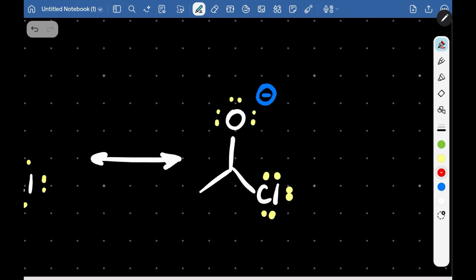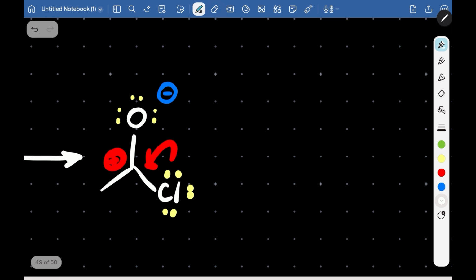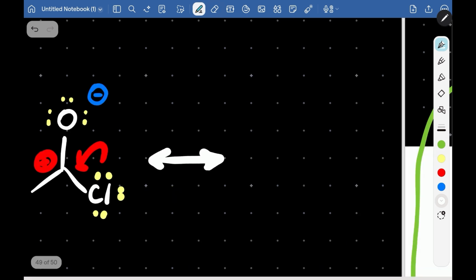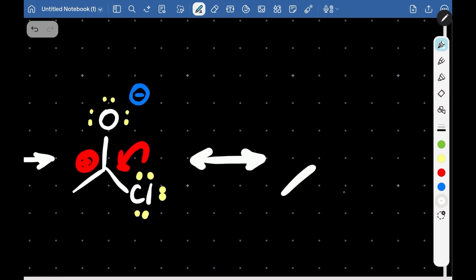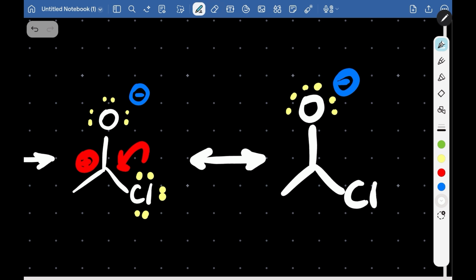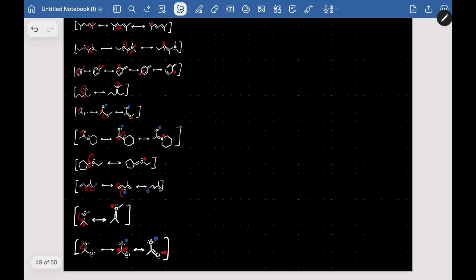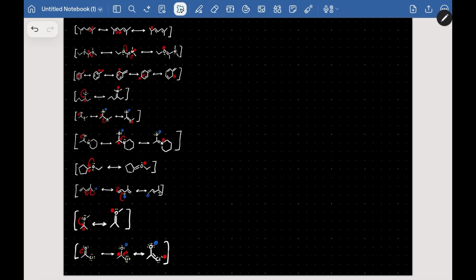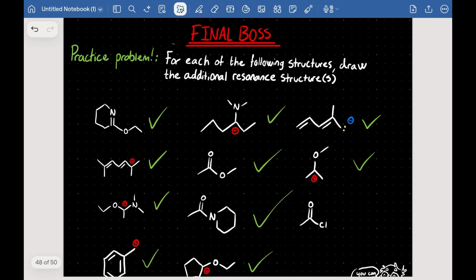There we go, and this can move up here. There's a positive charge because we have to fill that hole, so we use chlorine's electrons, and then the molecule will be like this. Electron party up here, and the chlorine will have a positive charge and a double bond. There we go. Beautiful, isn't it? All those we just did together.